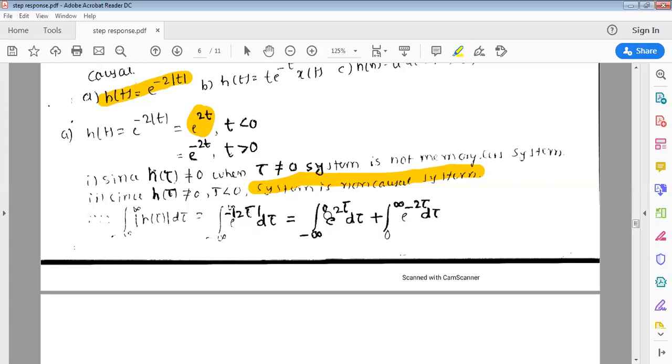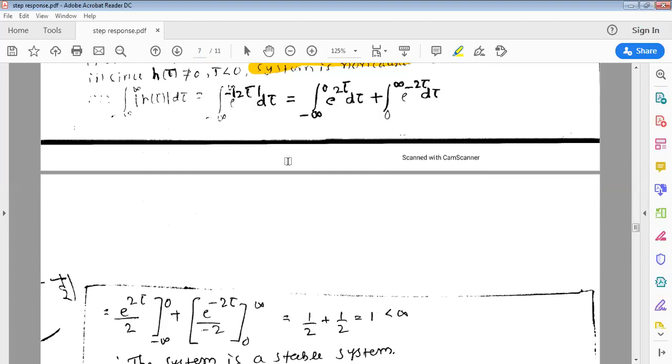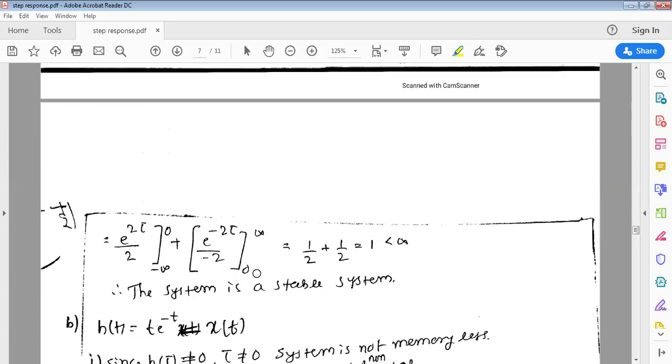Now, minus infinity to 0 of e power 2 tau d tau plus 0 to infinity of e power minus 2 tau d tau. This I am integrating. So e power 2 tau will get integrated to e power 2 tau by 2 from 0 to minus infinity, plus e power minus 2 tau by minus 2 from 0 to infinity. When you substitute 0, you'll get 1 by 2, and when you substitute minus infinity, you'll get 0. Similarly, for infinity, you'll get 0, and for 0, you'll get minus 1 by 2, minus of minus 1 by 2. So it will become 1. Therefore, it is less than infinity. Any value can be a larger value, but it should be less than infinity. Then the system is said to be a stable system.